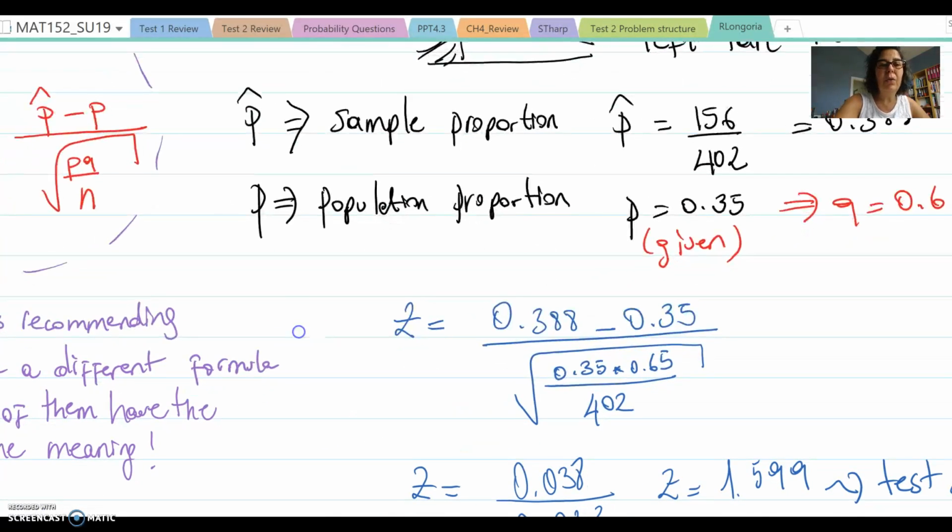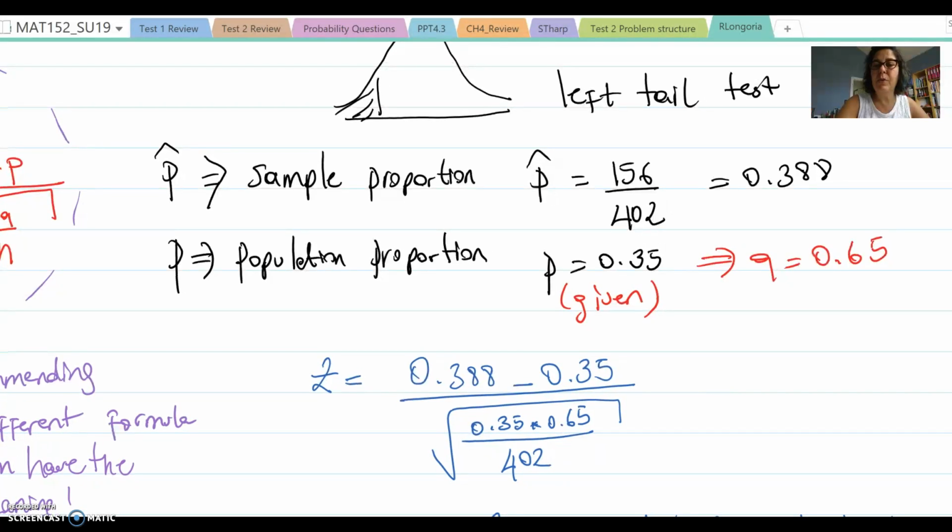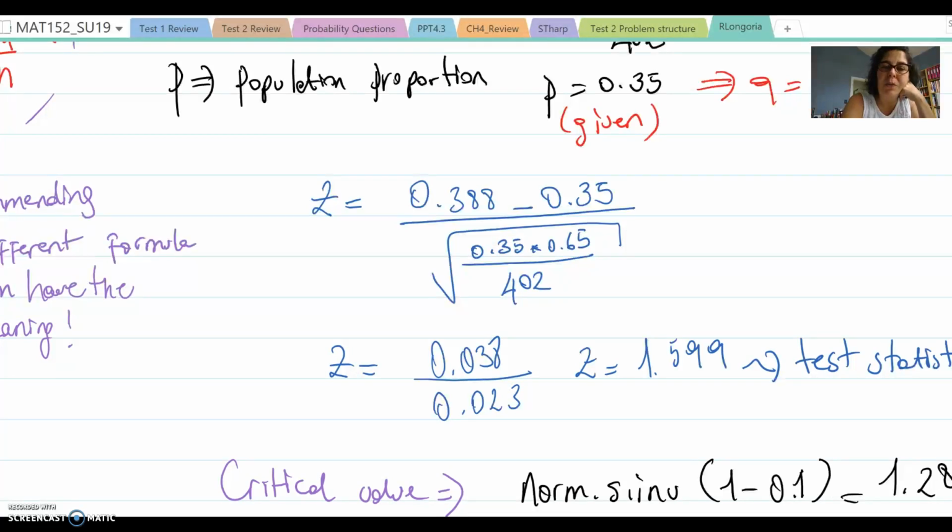Because I need Q in my formula, I can subtract P from 1 and find my Q, and this will be our Z formula, right? 0.388 minus 0.35, P hat minus P, all over P times Q, all over N. Now I need to do this job in Excel, okay? So my suggestion is do the top, write it down, do the bottom, write it down, and then do the division. So that will be our test statistic, Z value.